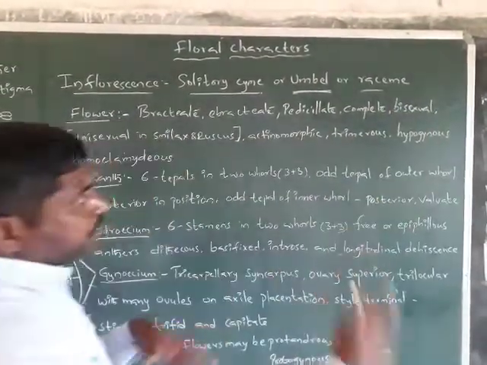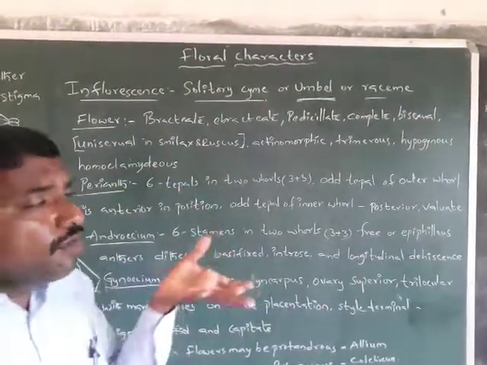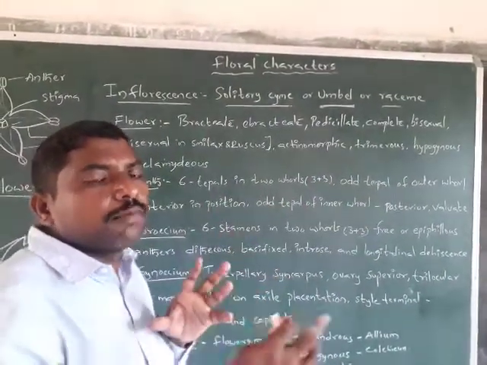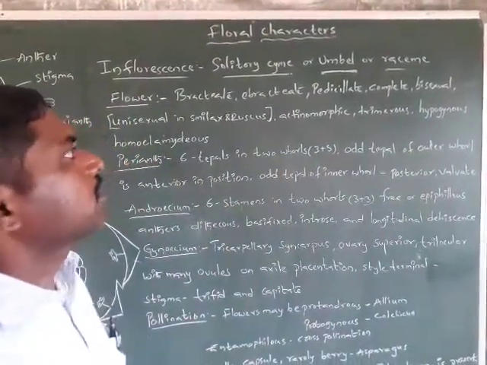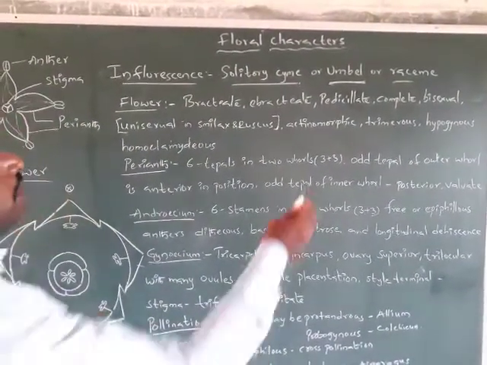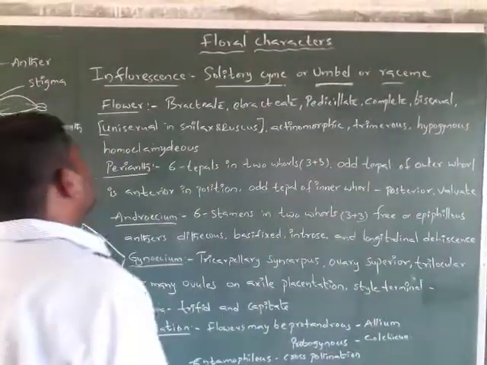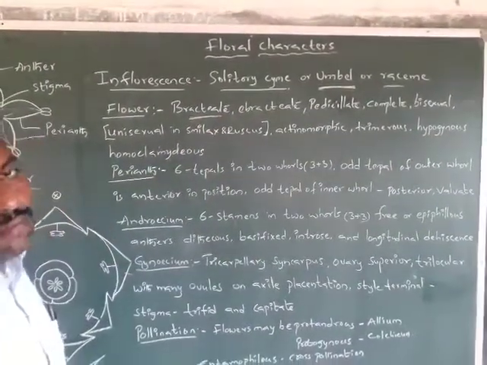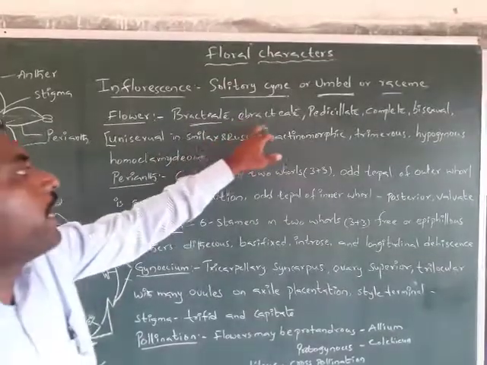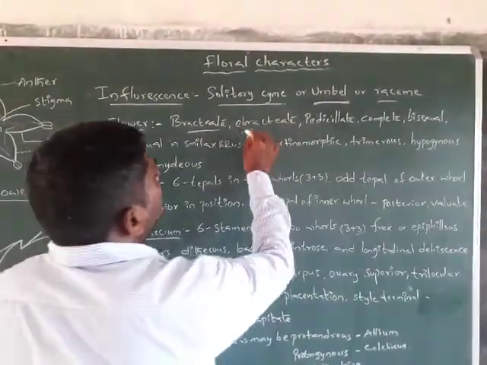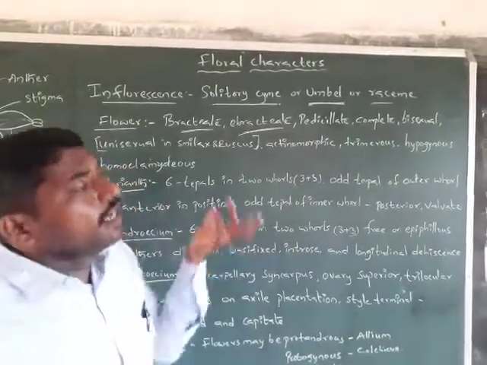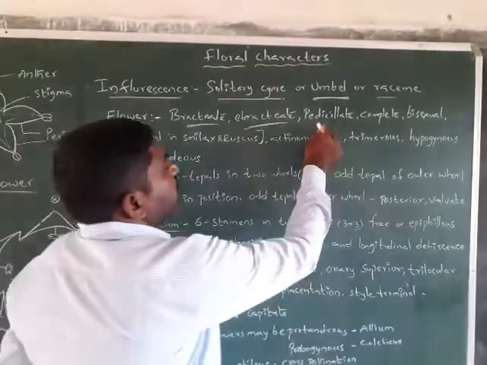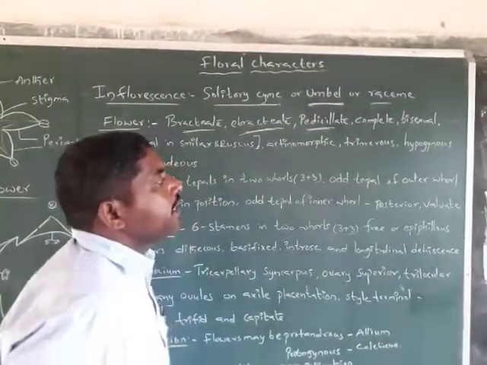In racemose type, the inflorescence axis or the floral axis continuously grows. It is not stopped by any flower. And here the flower is bracteate. The flower which has a bract is called bracteate, and the absence of the bract is called ebracteate. Flower may be bracteate or ebracteate. Pedicellate: the flower which has a pedicel is called pedicellate.